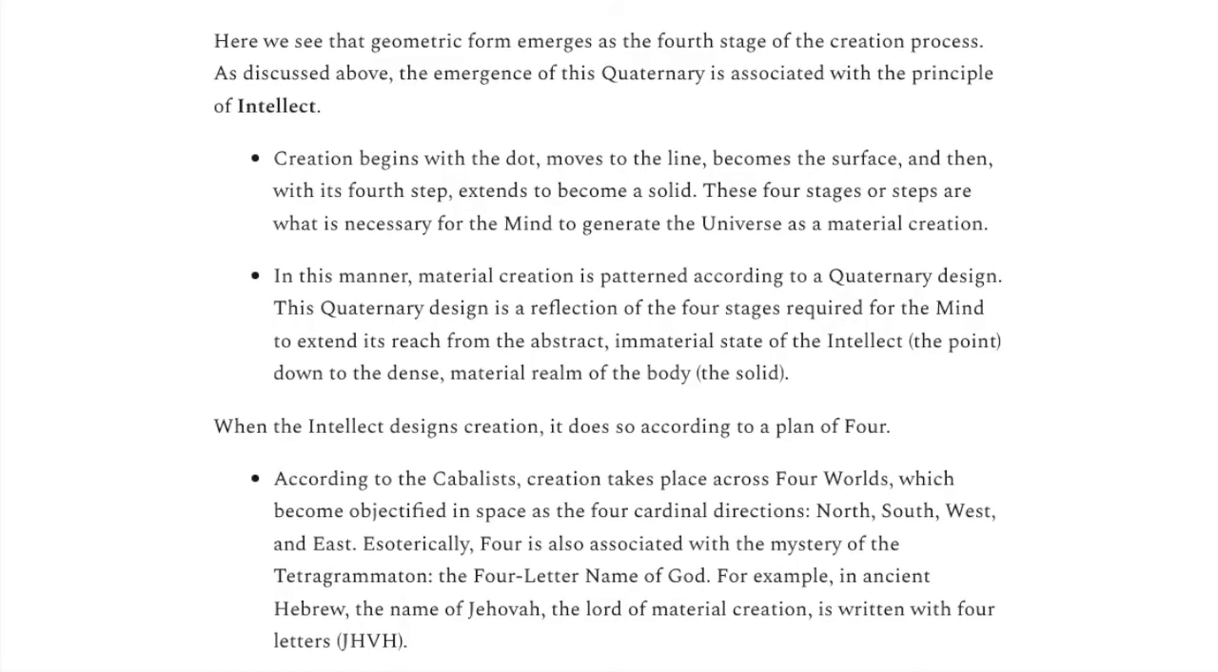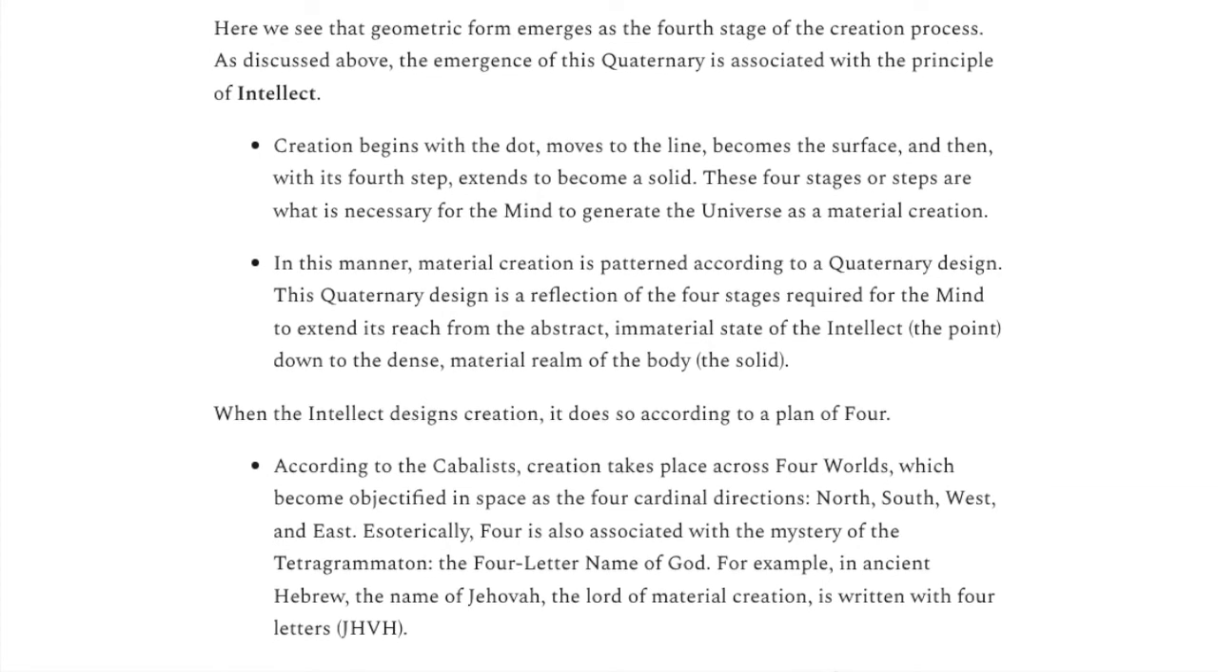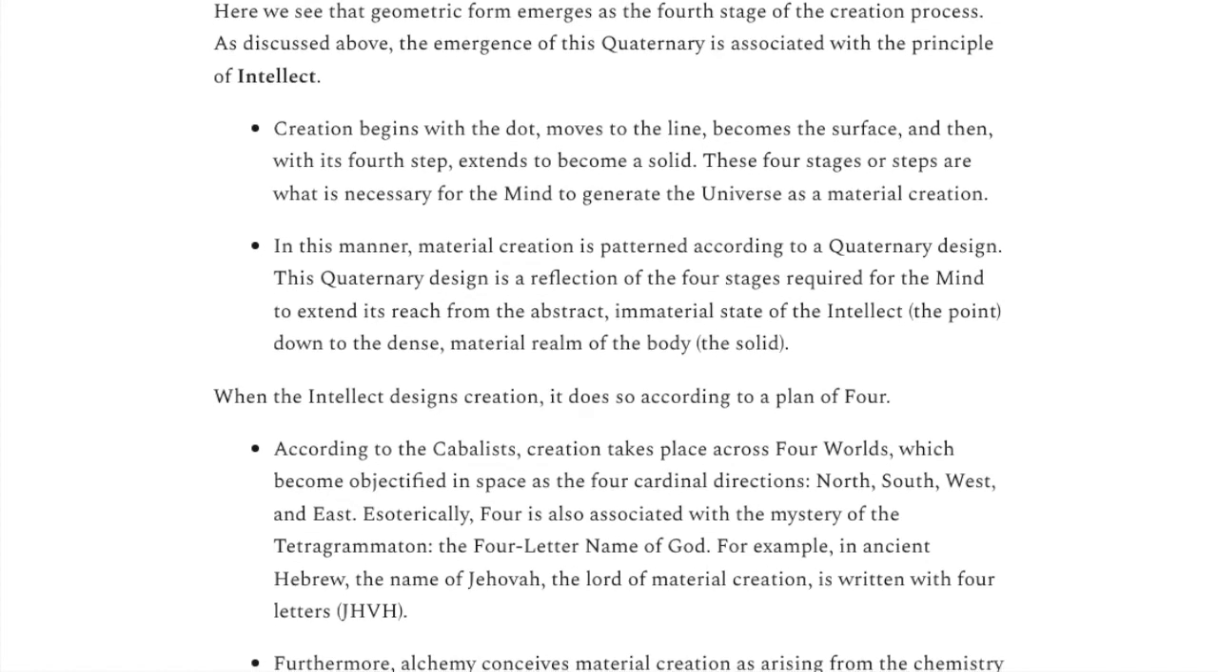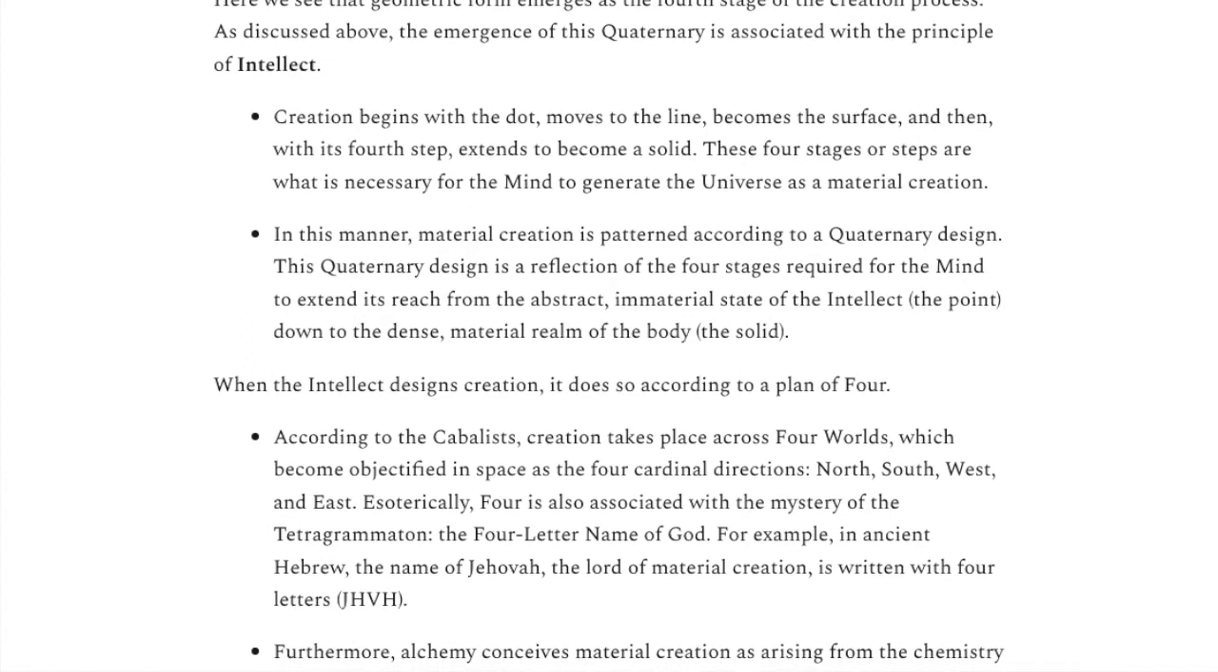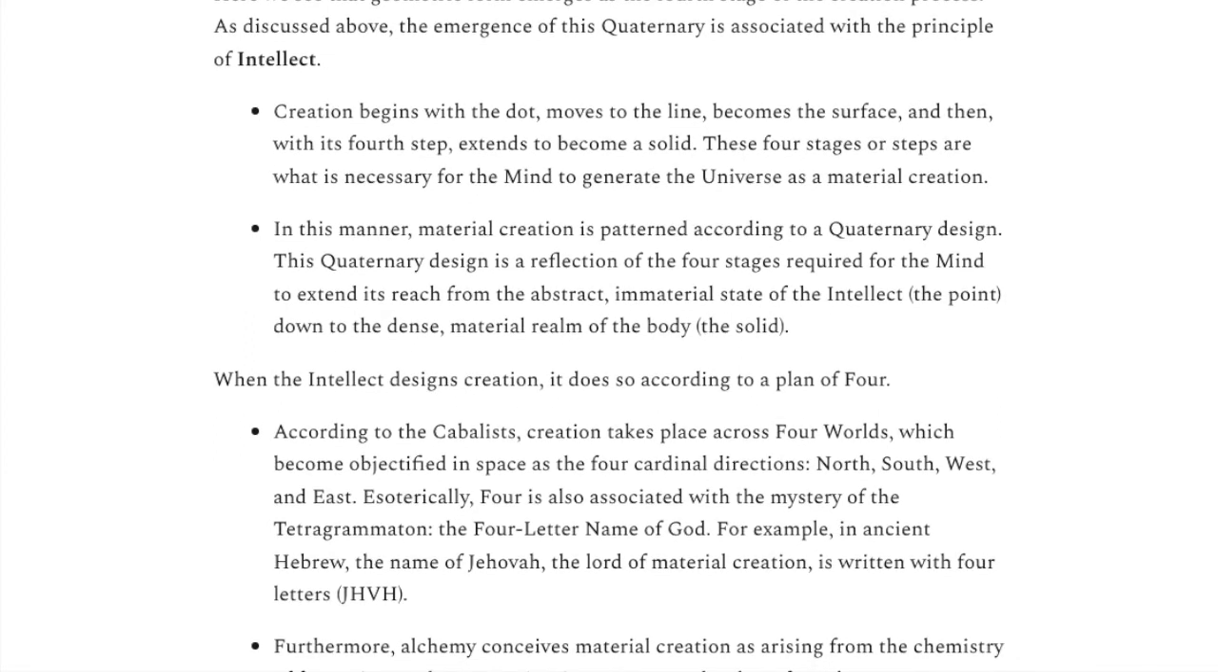So you have the point, the line, the surface, and then the solid. So the body is that 4th state of the solid, and the intellect is that 1st. And then in between, you have those 2 other tiers. But overall, when the intellect designs creation, it does so according to a plan of 4. According to the Kabbalists, creation takes place across 4 worlds, which become objectified in space as the 4 cardinal directions of north, south, west, and east.